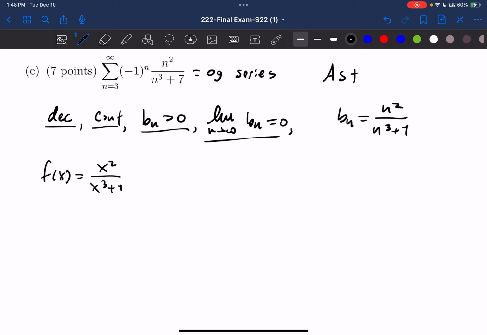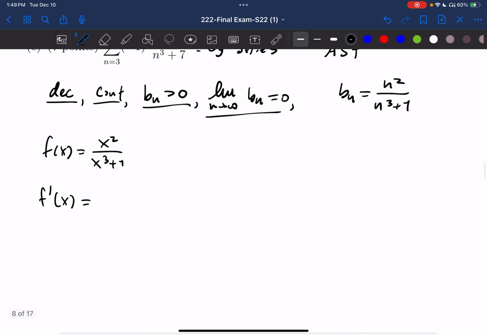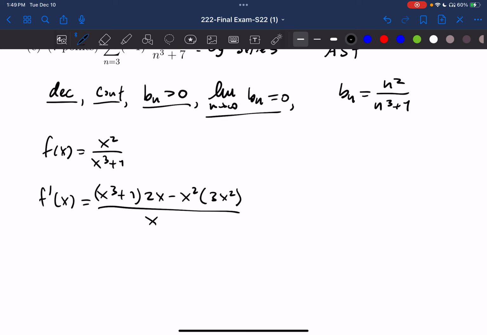So let's let f of x be equal to x squared divided by x to the 3rd power plus 7. If we take the derivative, we're going to get f prime of x will be equal to, applying the quotient rule, the way I remembered it was ho d high minus high d ho divided by ho squared. So ho is the bottom, ho d high times the derivative of the top, 2x, minus high d ho, which is x squared, times the derivative of the bottom, which is going to be 3x squared. This will be all divided by ho squared, which is the bottom squared.